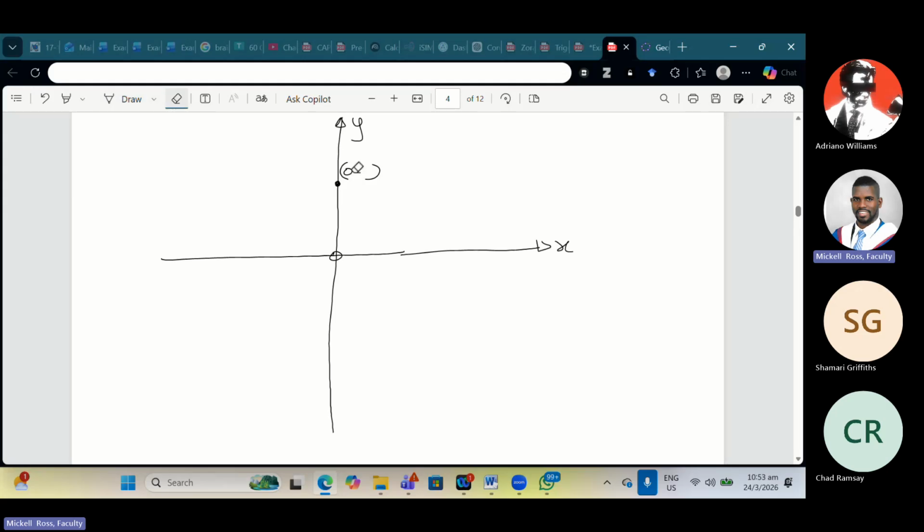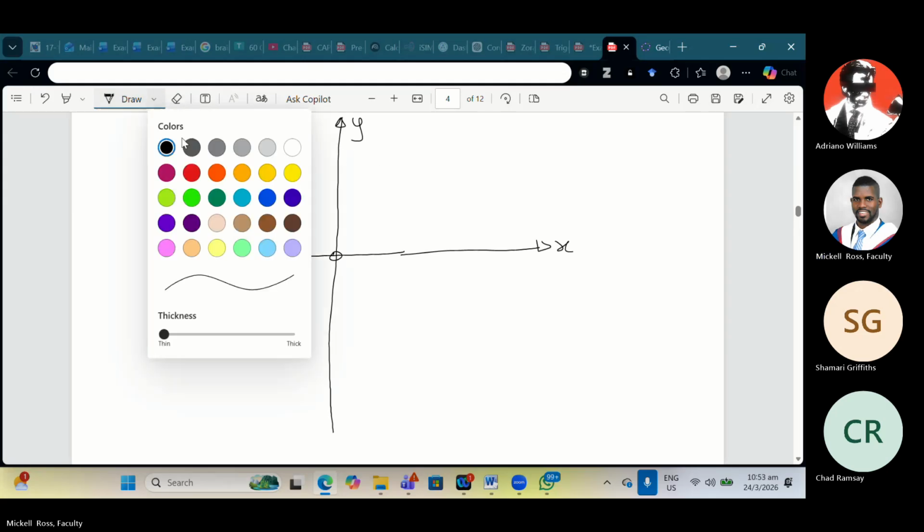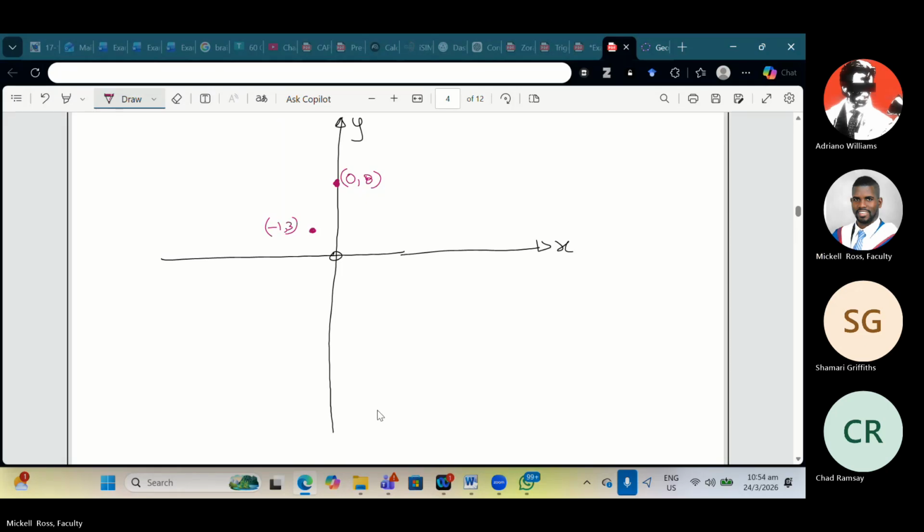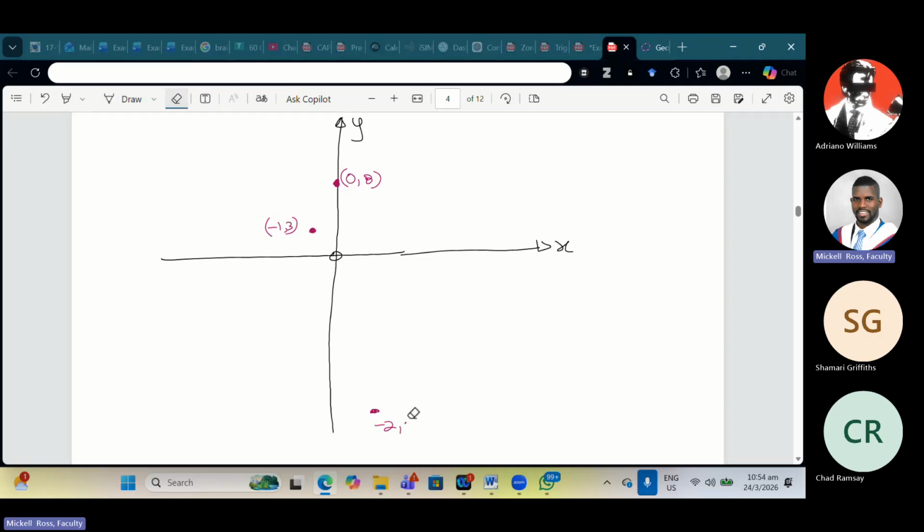Hold on a second, let me use a different color. So 0, 8 is about here. -1, 3, I'm going to put it at about here. And 2, -24. Let's say that point is about down here. So that's 2, -24.